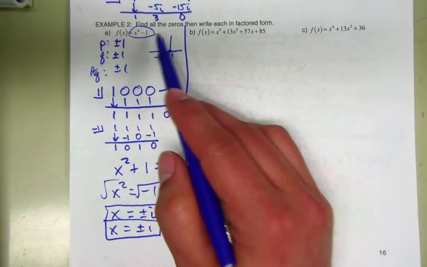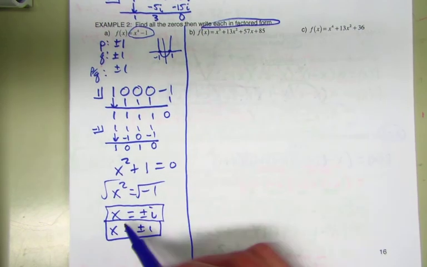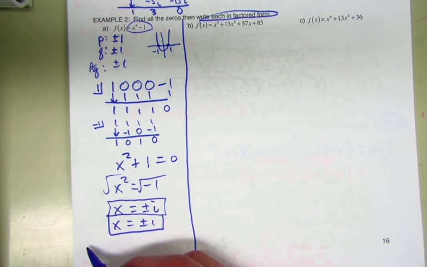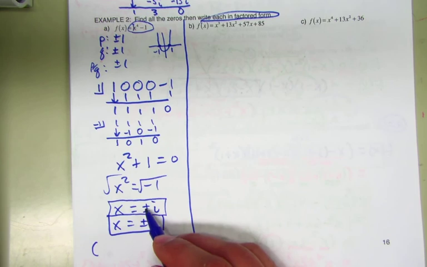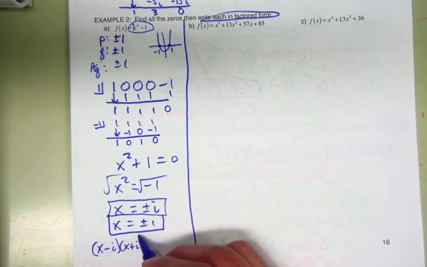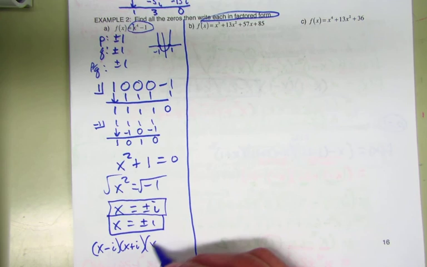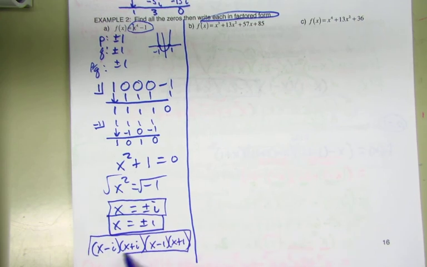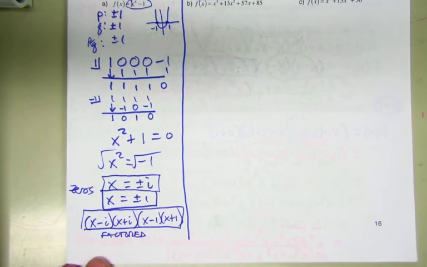Oh, I didn't read the directions. Hopefully you read the directions when you're doing these. Write it in factored form. So now using all these roots, the leading coefficient is a 1, so we don't need to worry about it. If I have plus and minus i, that means x minus i and x plus i are factors. Also, if I have plus and minus 1, that means x minus 1 and x plus 1 are factors. So here is the factored form, and here are the zeros. Does that make sense to you guys?